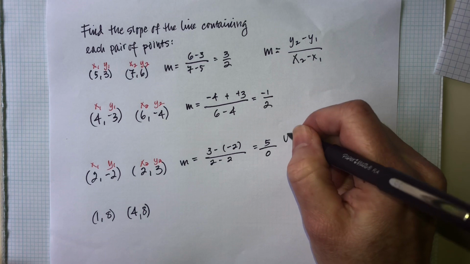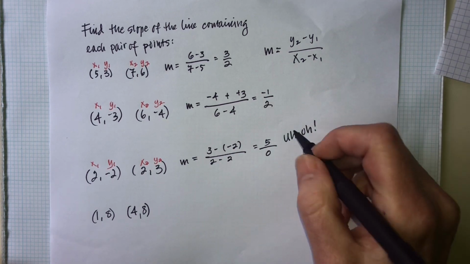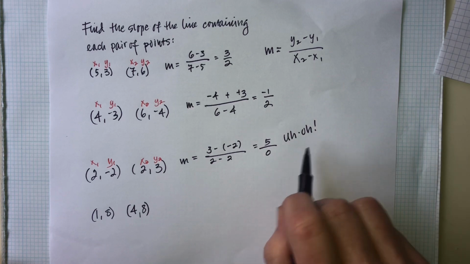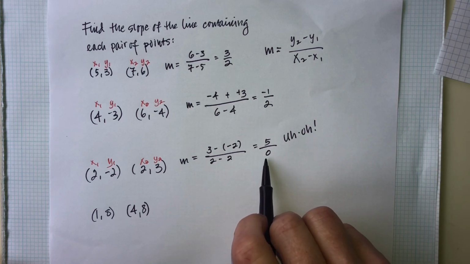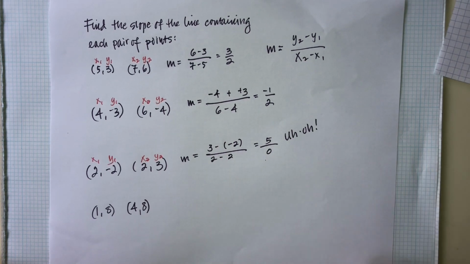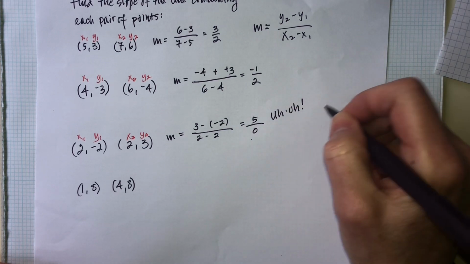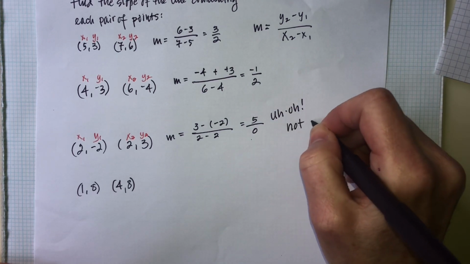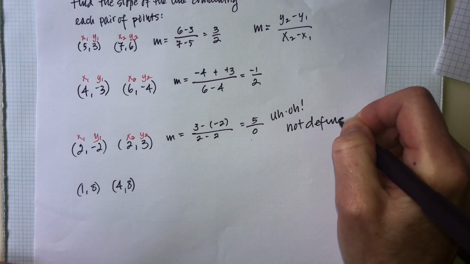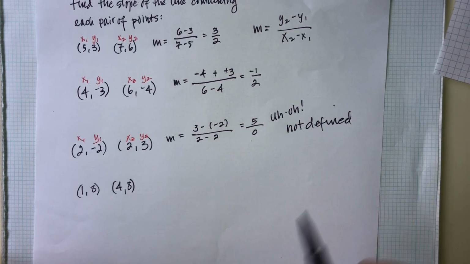So we go, uh-oh. Well, actually, okay, why am I saying uh-oh? Because we don't have the ability to divide by 0. So that's like a math disaster, right? We can't divide by 0. So what we say here is not uh-oh. We actually say not defined. All right, so not defined.